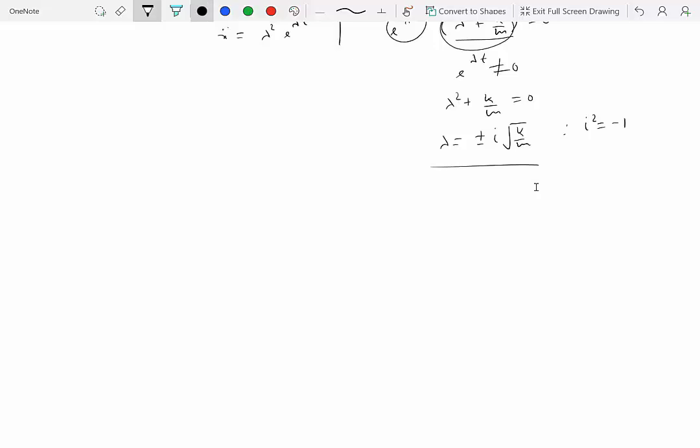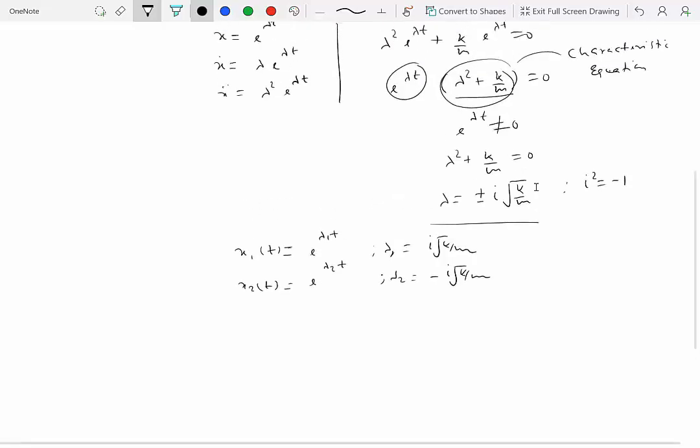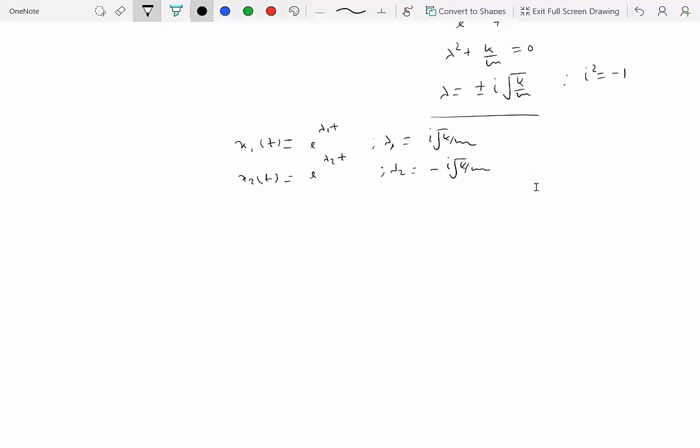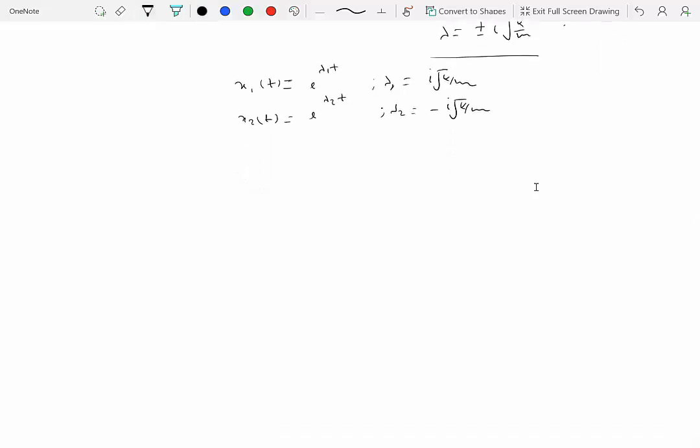So lambda is this, which means that there are two solutions. Let's call the first x1. So x1 would be e to the power lambda 1 t, where lambda 1 we can say is equal to i square root of k over m, and x2 of t, which is another solution, is e to the power lambda 2 t, where lambda 2 is equal to minus i square root of k over m. And since this is a homogeneous differential equation you're solving, and these two are solutions of a homogeneous differential equation, a linear combination of these two is also a solution. So what's a linear combination? A linear combination of these two can be obtained by multiplying a with x1 and b with x2, where a and b are some constants, which we don't know at this point, right?